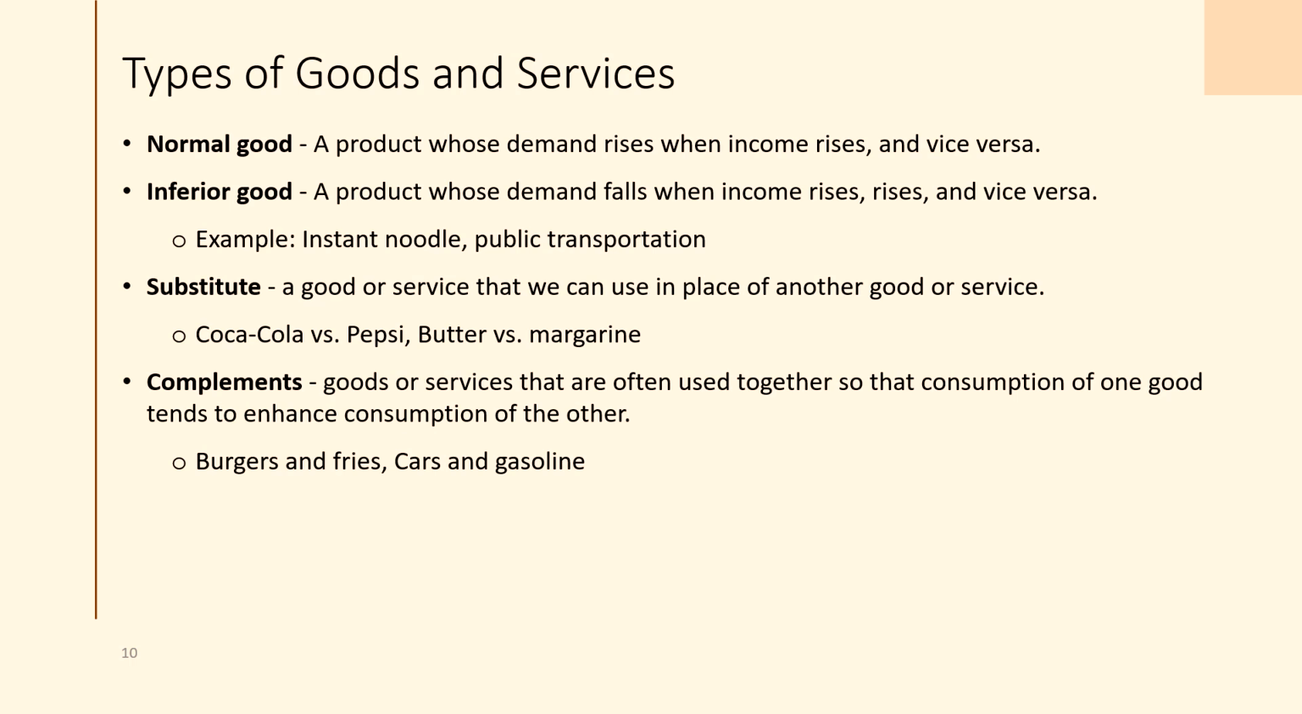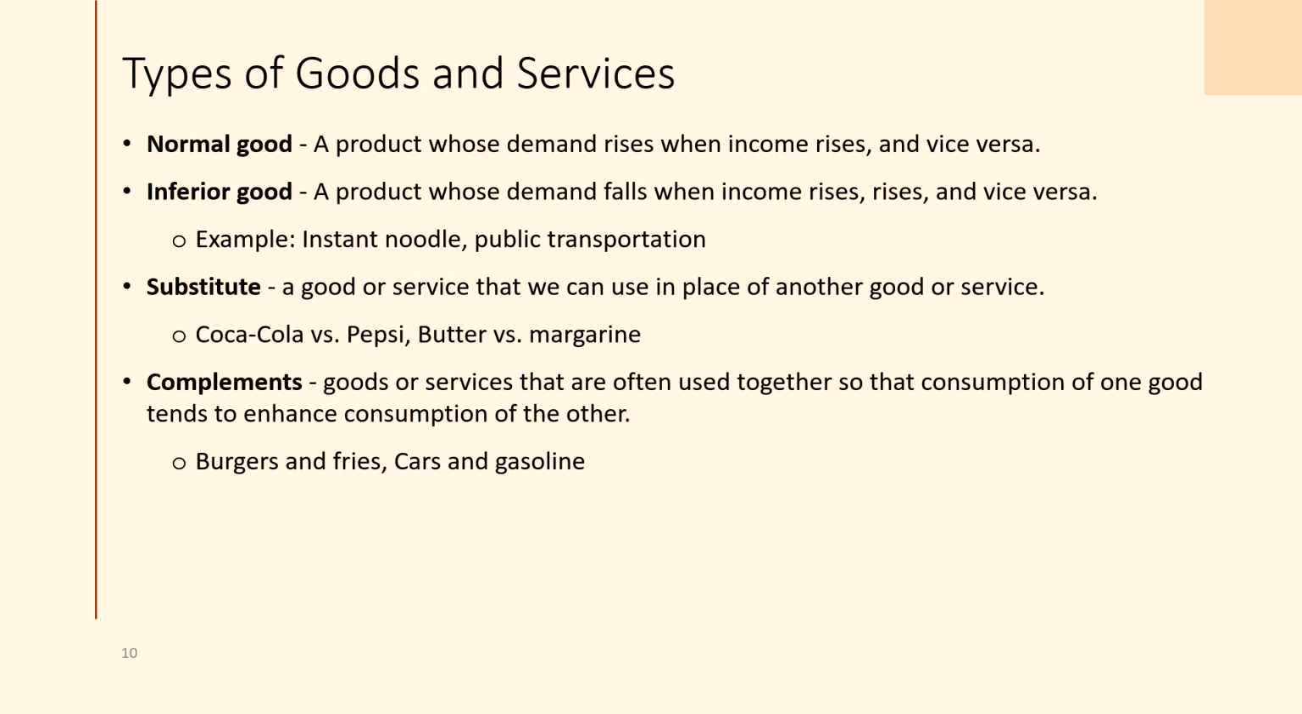Okay, let's look at different types of goods. A normal good is a product for which demand increases as income rises. An inferior good is the opposite. Demand decreases as income rises. Examples include instant noodles or public transportation.